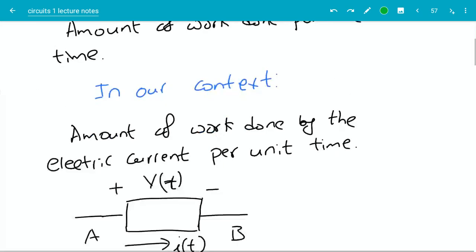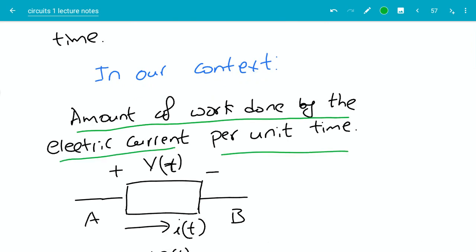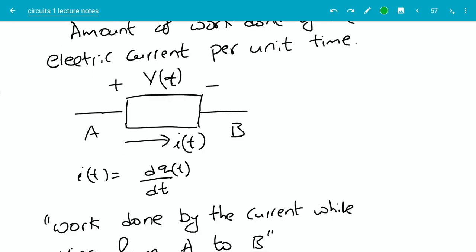So in our context, the specific definition we are interested in is the amount of work done by the electric current per unit time. Okay, so as far as we are concerned, power is defined as the work done by electric current. Let's take a very generic condition.